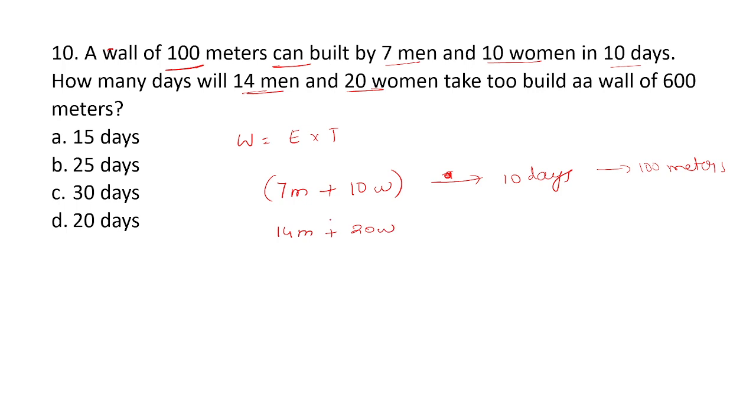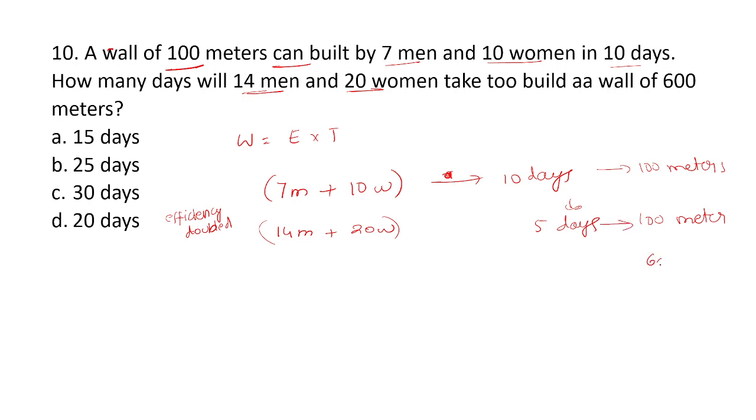It's a very easy thing, guys. Here 7 men become 14 men, which is double, and similarly 10 women become 20 women, which is double. So men and women are doubled, which is nothing but efficiency doubled. If efficiency is doubled, or increased by 100%, then to build the same 100 meters, time will decrease by 50%, which is 5 days. So 14 men and 20 women take 5 days to build 100 meters.